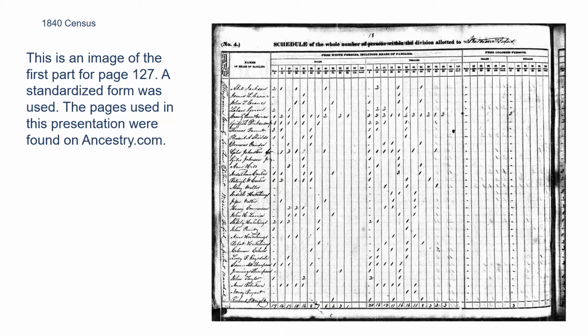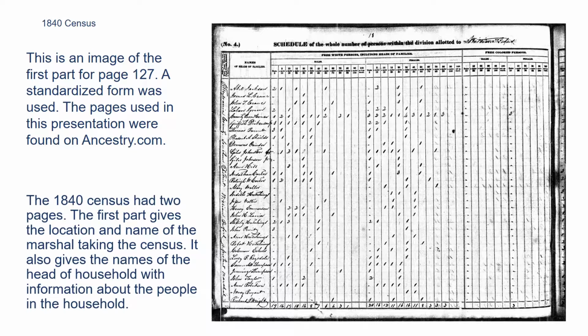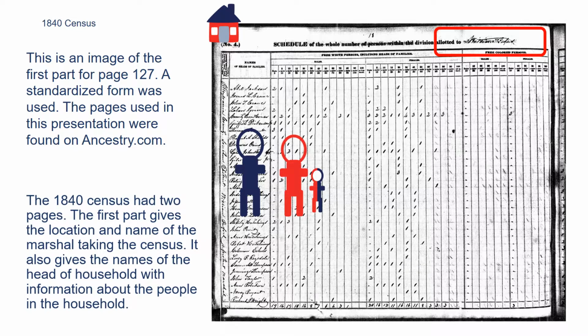This is an image of the first part for page 127. A standardized form was used. The pages used in this presentation were found on Ancestry.com. The 1840 census had 2 pages. The first part gives the location and the name of the marshal taking the census. It also gives the names of head of household with information about the people in the household.